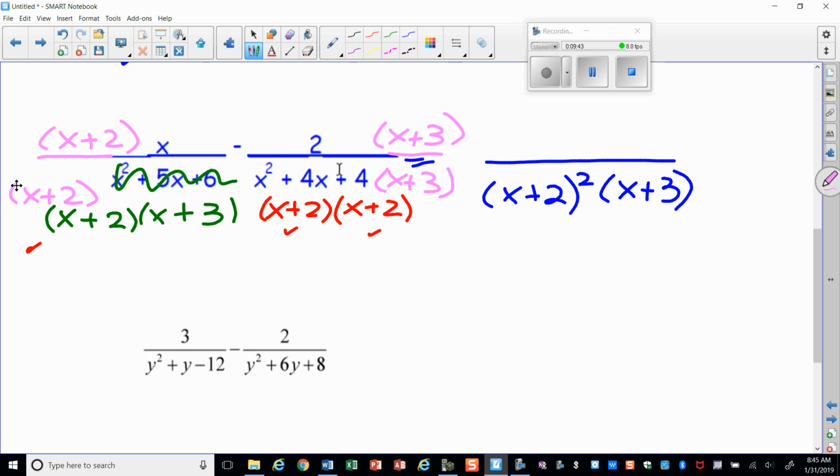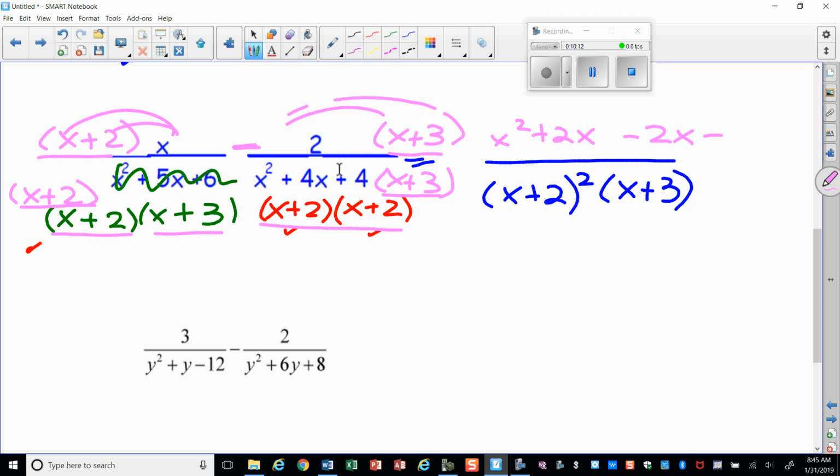Alright, so now I have my common denominator, x plus 2 squared times x plus 3, and x plus 2 squared times x plus 3. All right, and then now I'm just going to distribute here. So I have x squared plus 2x. And now I have a negative 2, right, which is going to be distributed. So that would be negative 2x and then a negative 6.